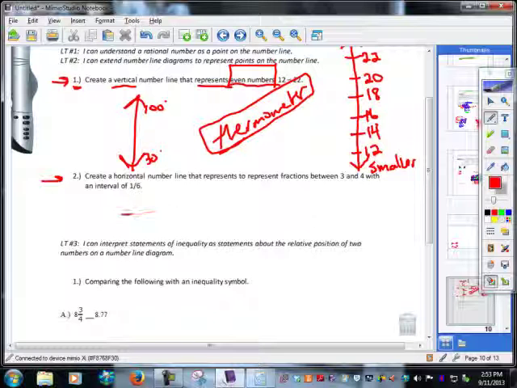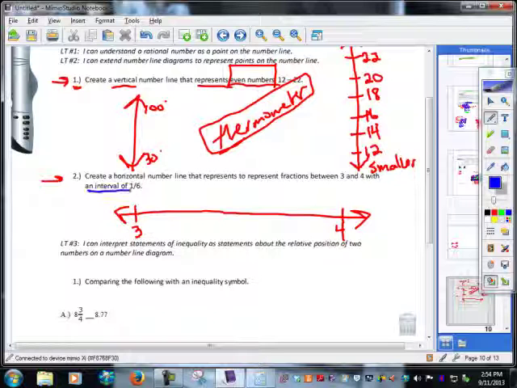Now we're going to create a horizontal number line. We're going to be showing fractions between 3 and 4. So I have 3, I have 4. Now, let's think about this. We're going up by an interval of 1/6. That means every single section here is going to be 1/6 more than the previous one. So the first thing is I need to add 1/6 to 3, and that's going to give me 3 and 1/6. Some of you were just leaving that as 1/6. No, it has to be the whole mixed number, 3 and 1/6.